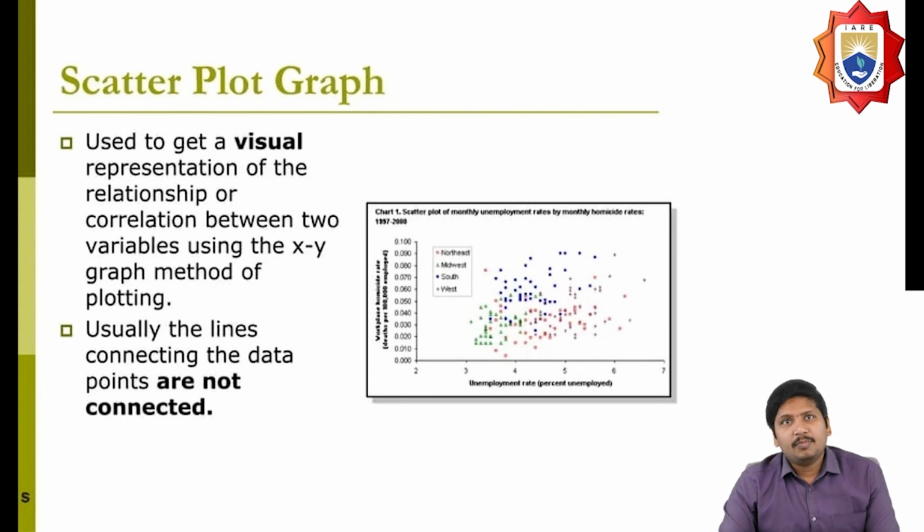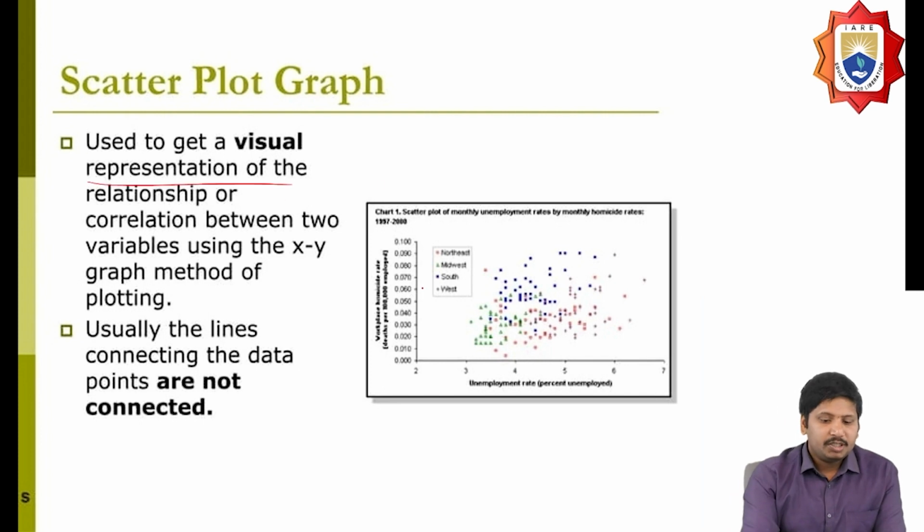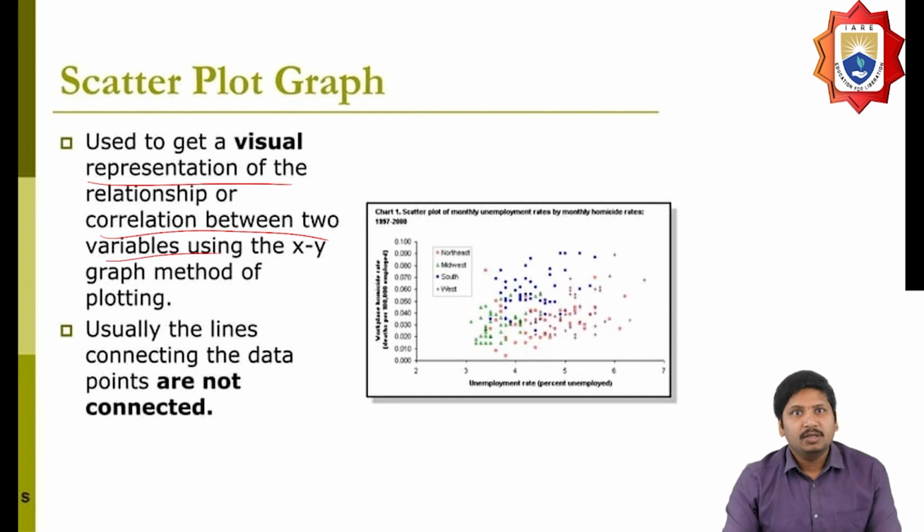And the next one is the scatter plot. The scatter plot graph is used to get a visual representation of the relationship or correlation between two variables using the XY graph method of plotting. Usually the lines connecting the data points are not going to be connected. So a scatter plot is something different.